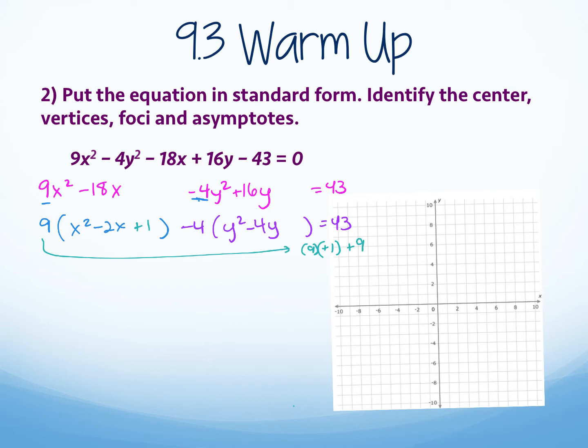Repeat that process with the y. 4 divided by 2 is 2. 2 squared is 4. Add that here. Normally I add it here, but I'm going to multiply by a -4 this time. So I'm actually subtracting 16.